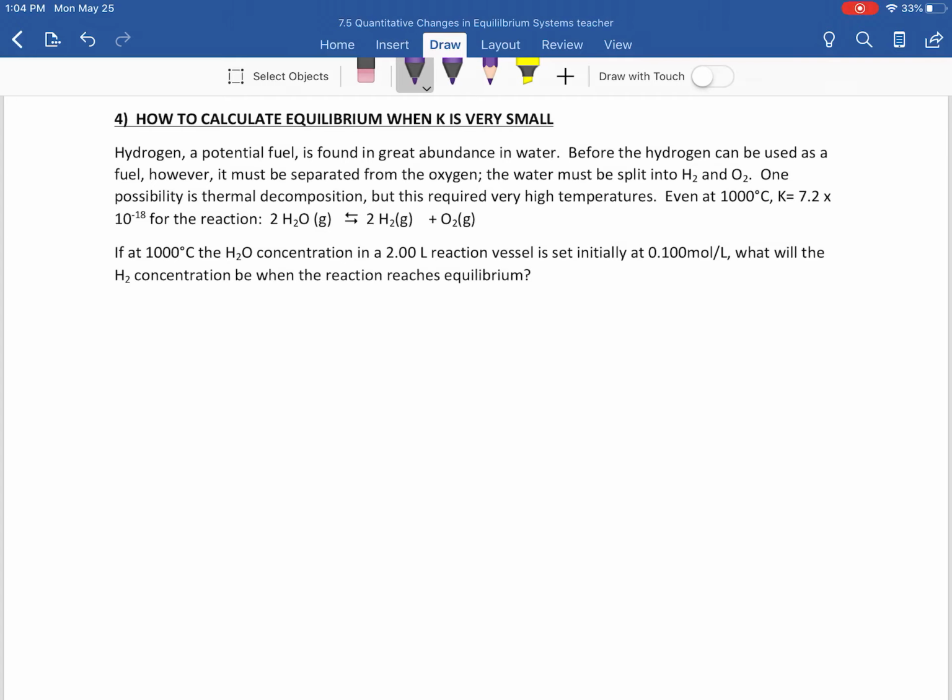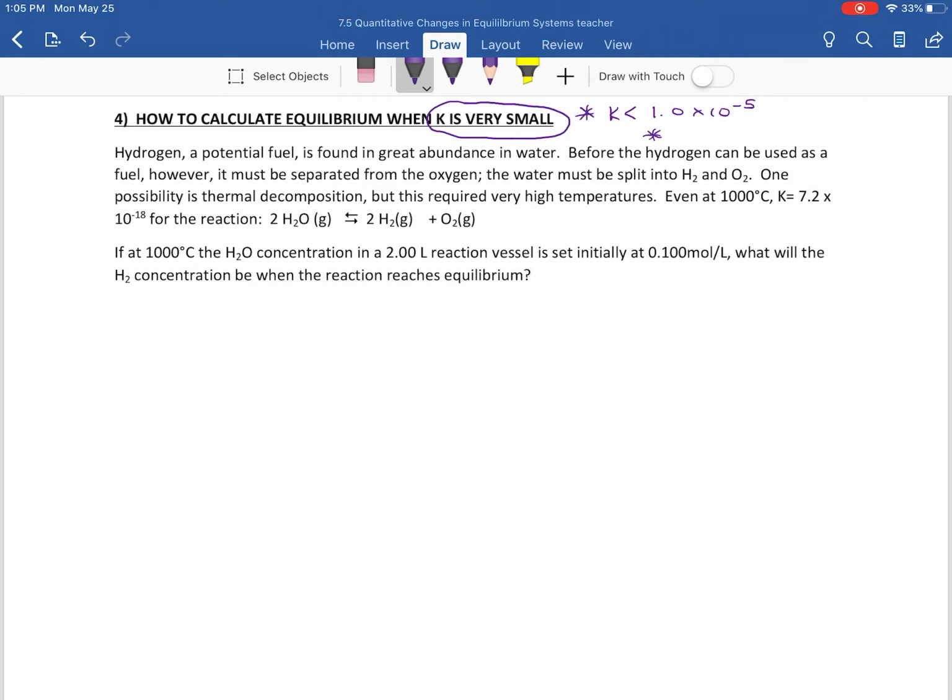Hi everyone. We're going to continue where we left off at the last lesson, and we're going to be doing the exact same calculations, but this situation is when we've got a small k value. And when I'm talking small, I'm referring to when k is less than 1 times 10 to the negative 5.